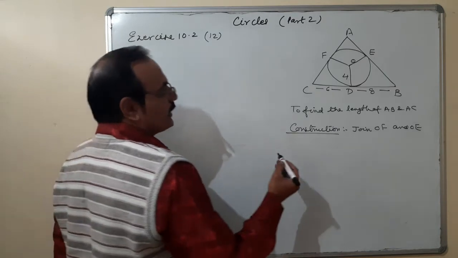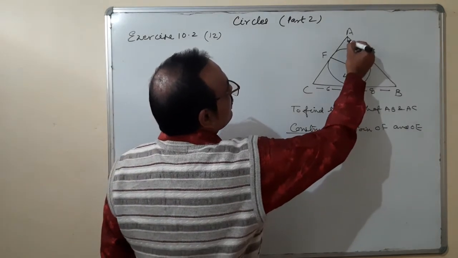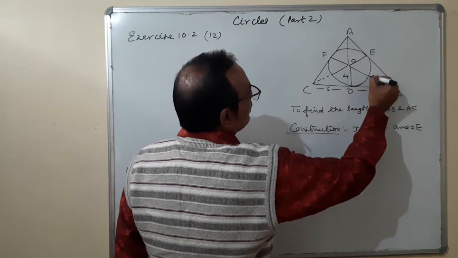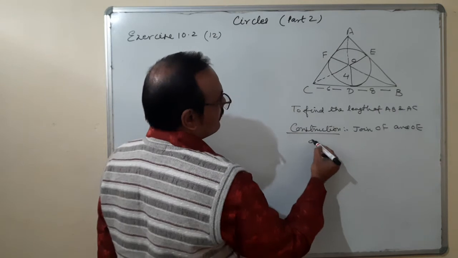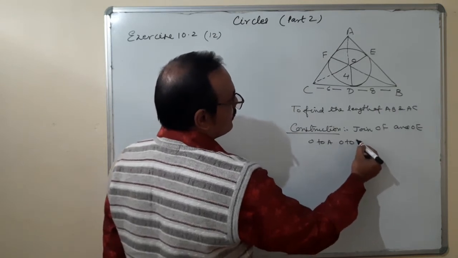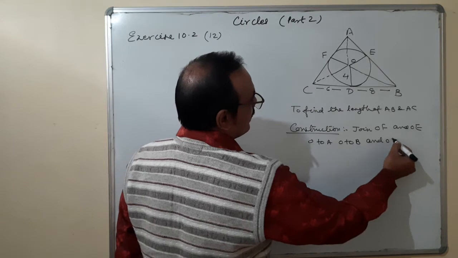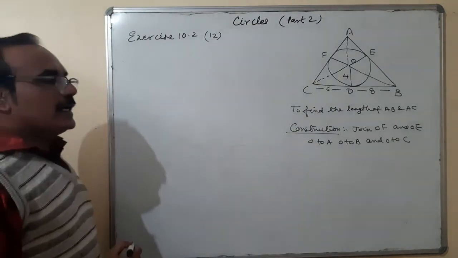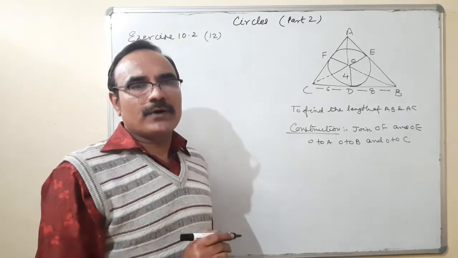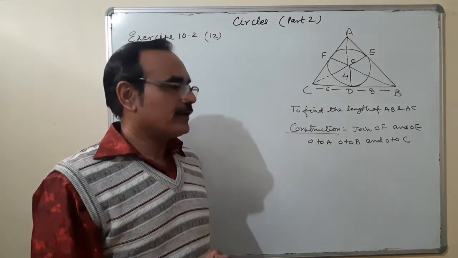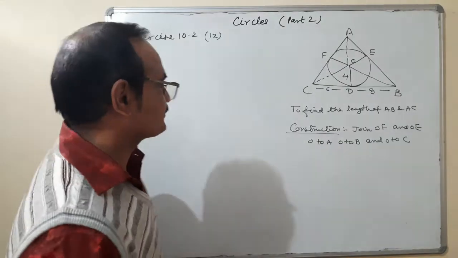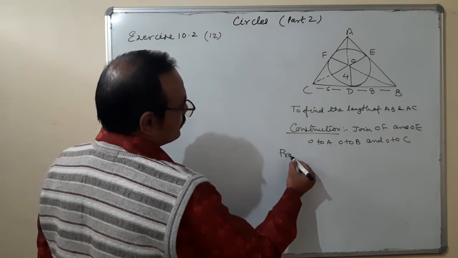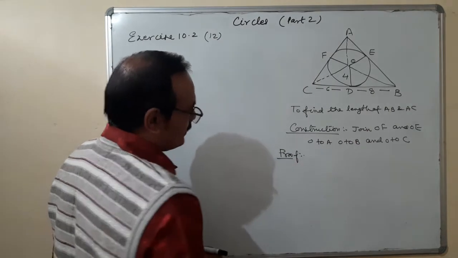Then join O to A, O to B and O to C. Okay. So that means through point O, I have joined all the points O to A, B, C, F and E, and D already joined. Okay. Start the proof or solution of it.